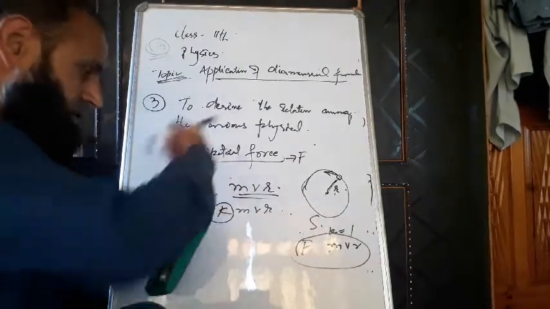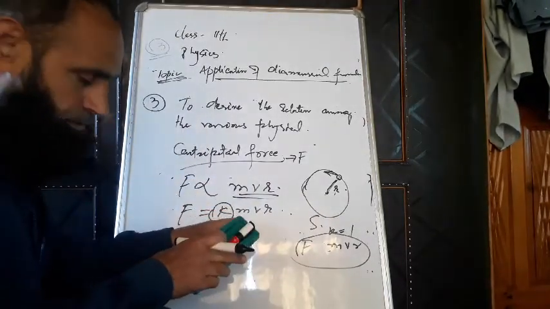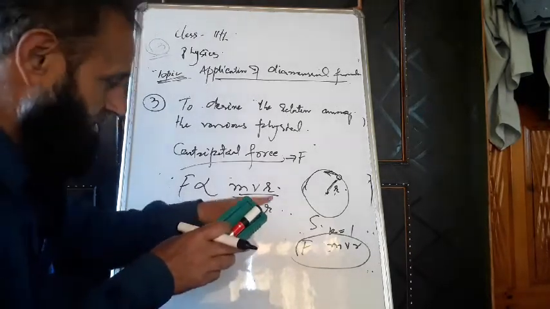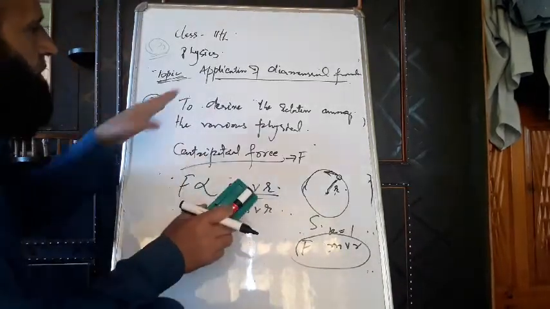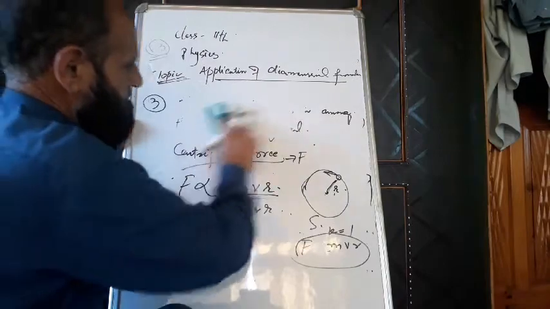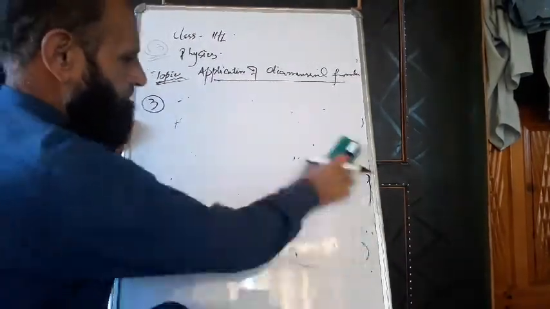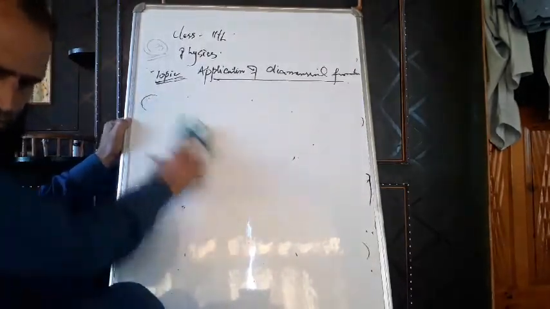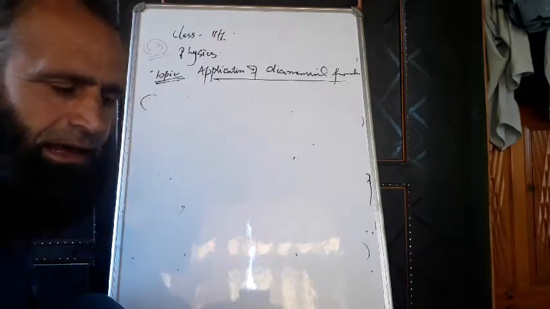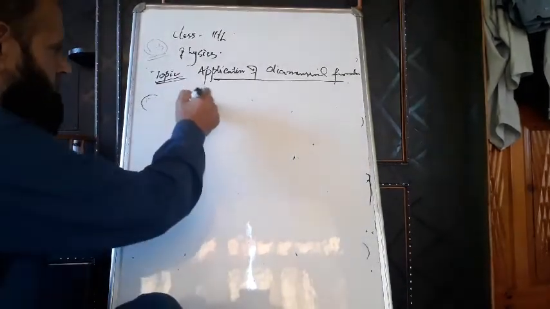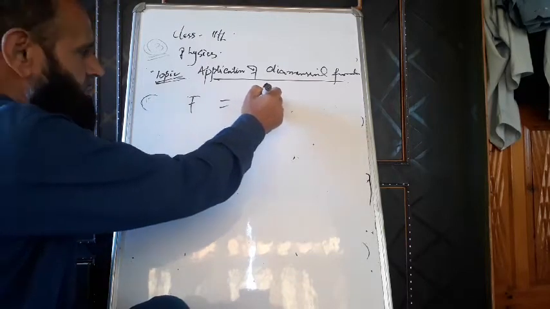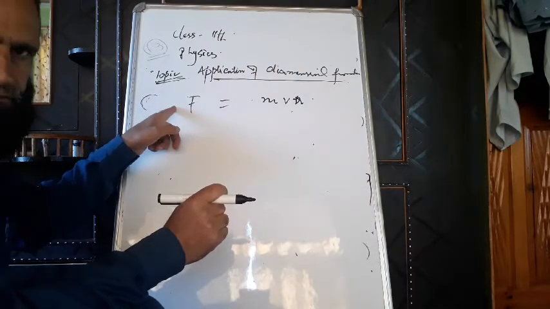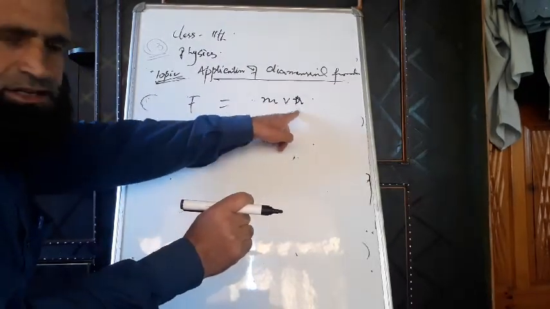Now we may find how much this F depends on m, how much it depends on v, and how much it depends on r. We may derive it by using dimensional analysis. Let us write F is equal to mvr, and let us write the dimensions of this force as well as the mass, velocity, and radius.